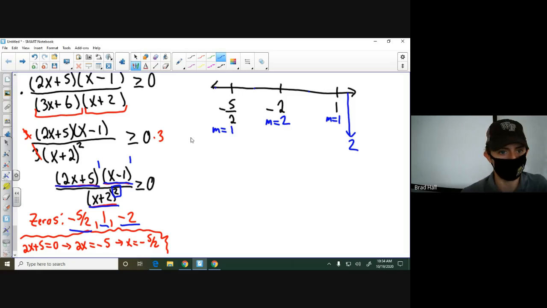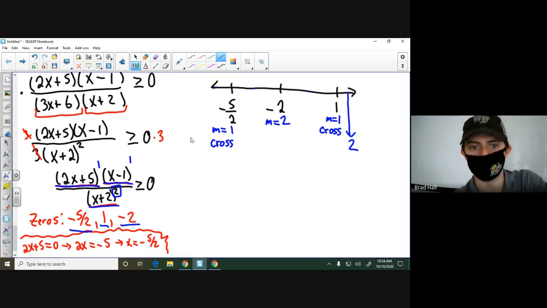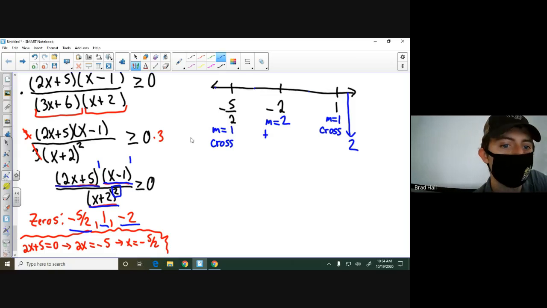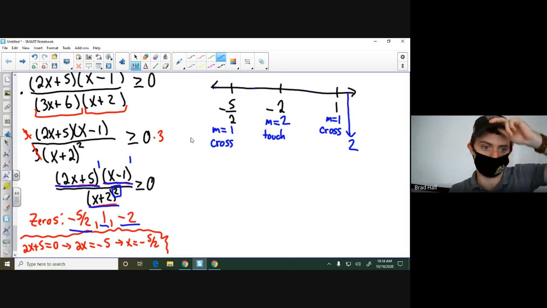And so finally, what this means, so the odd ones are crosses. So this one's cross and this one's cross, but the even one in the middle will be touch. So we haven't seen an example of touch quite yet in the workbook examples.